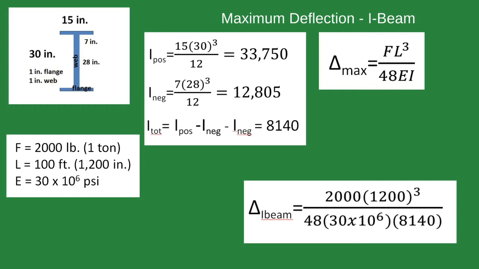Again, 2,000 for force, 100 feet or 1,200 inches for the length, 48 multiplied by 30 times 10 to the 6th for the modulus of elasticity, and then multiply that by the moment of inertia for the I-beam, which you should have calculated to be 8,140. Go ahead and put that into Google and calculate what the deflection is for that I-beam. Unpause the video whenever you get a chance.